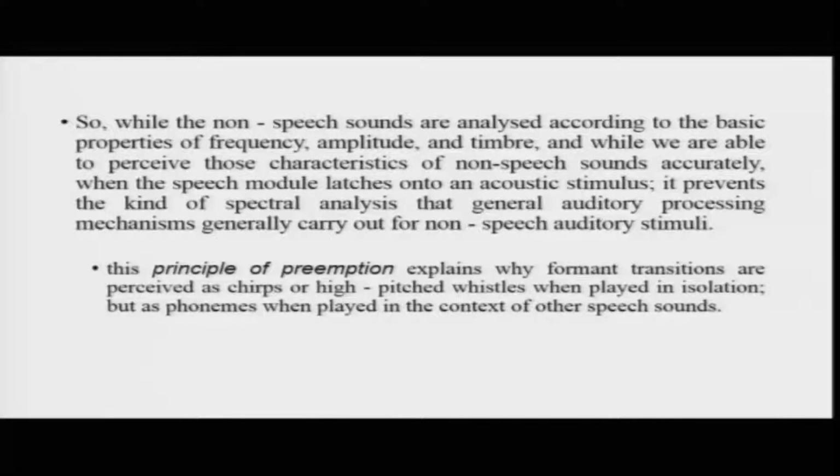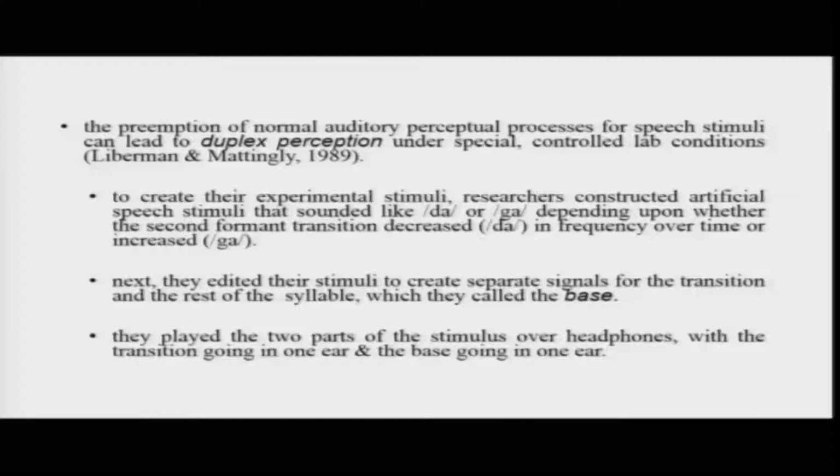So, the principle of preemption tells us that sometimes when you play these formants in isolation, you might hear them as chirps or buzzes, but if you play them with the entire context, you might hear them as particular phonemes or speech sounds. Now, this preemption of normal auditory perceptual processes for speech stimuli can sometimes lead to what is referred to as duplex perception under special and controlled lab conditions. Duplex perception is when you can hear the same acoustic signal, at times as a chirp or a buzz, and at different times as a particular phoneme.